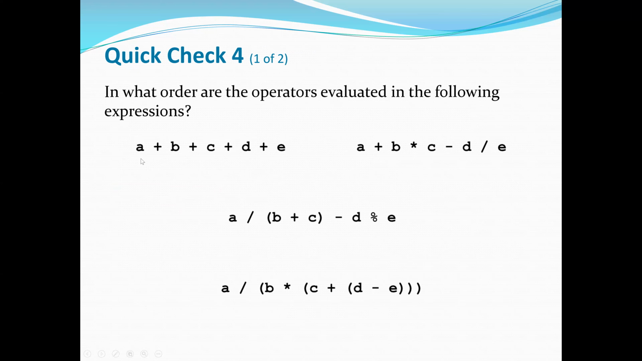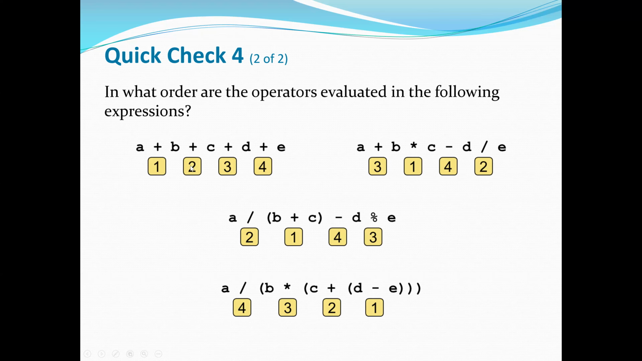So let's look at this example. We have A plus B plus C plus D plus E. They are all the same order of precedence. So execution will start from left to right. So we have 1, 2, 3, 4.